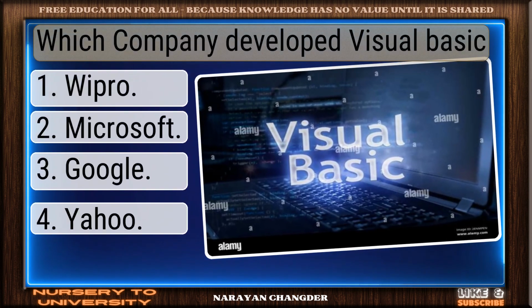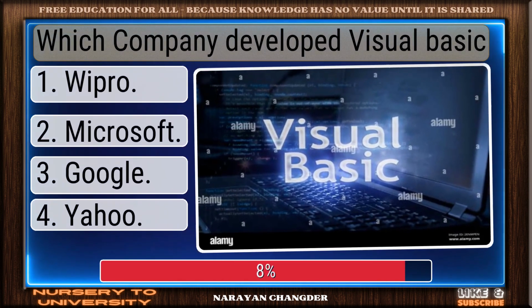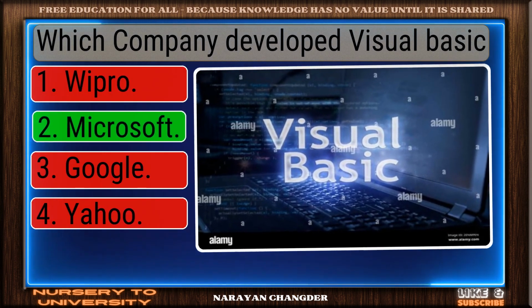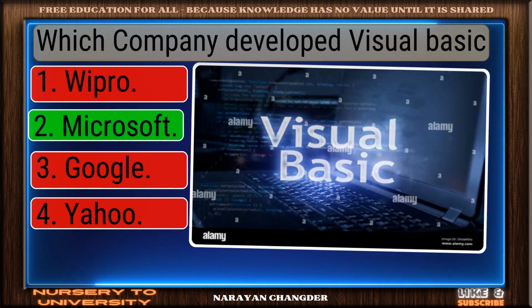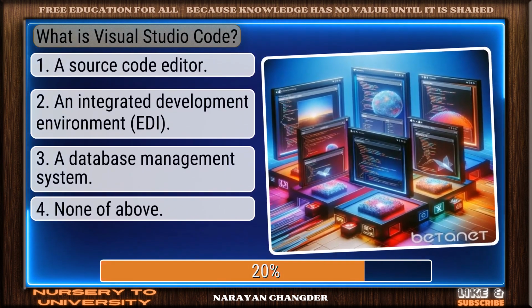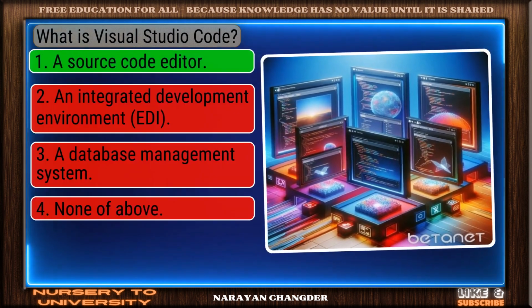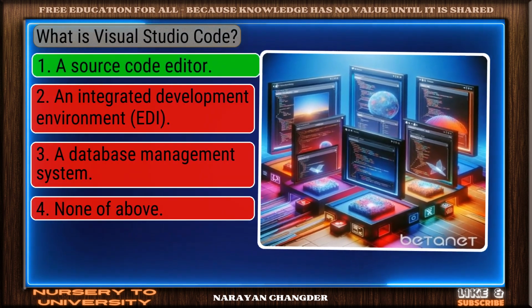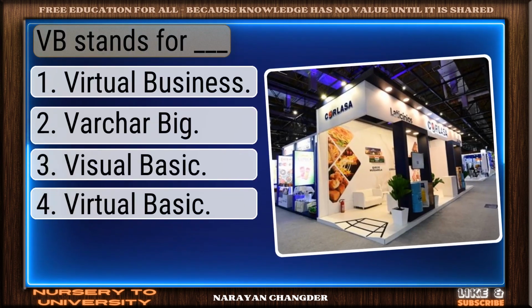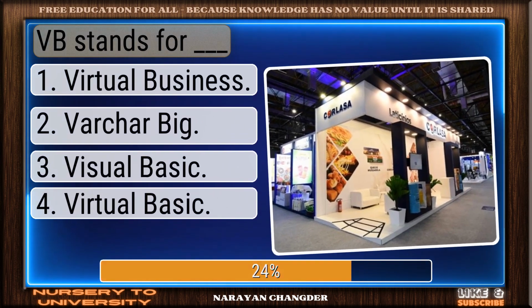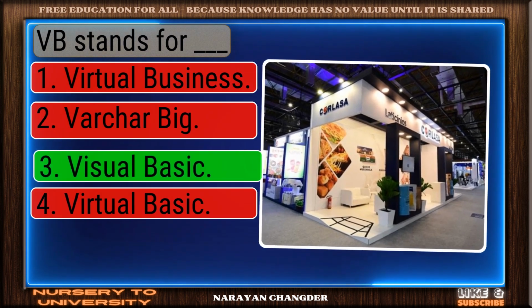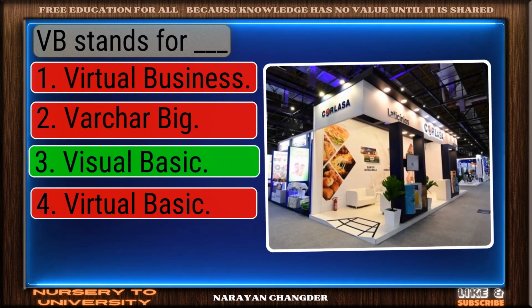Question number 30. Which company developed Visual Basic? Correct response. Microsoft is the most accurate answer. Question number 31. What is Visual Studio Code? On track. A source code editor is the correct answer. Question number 32. VB stands for Dash. Excellent choice. Visual Basic is the right answer.